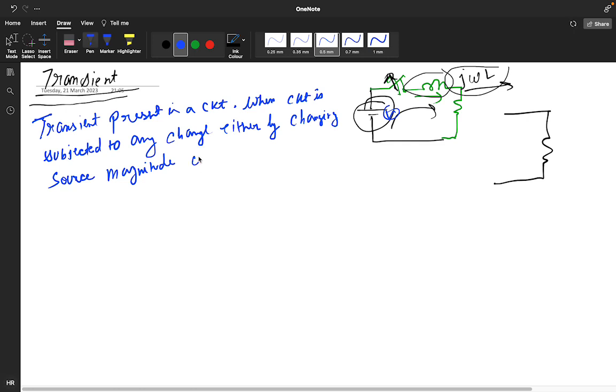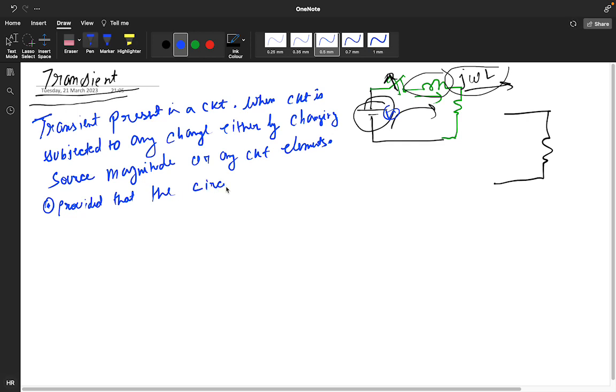or any circuit elements, provided the circuit consists of energy storage elements. This point is very much important. Provided that the circuit consists of energy storage elements. And what is the energy storage element? Inductor and capacitor.